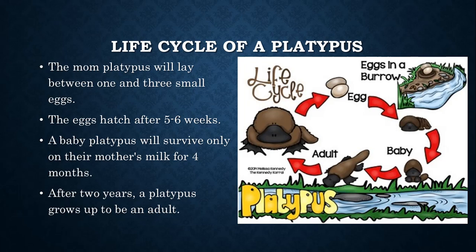But it takes them 2 years to grow up to be an adult, and then they will have babies of their own. So a lot of animals grow faster than humans. If you're 2 years old, you probably won't be considered an adult. If you're a human, you're considered a child still, or still a baby really. But after 2 years, the platypus is able to be an adult and have babies of their own. So they grow up a lot faster, these animals.